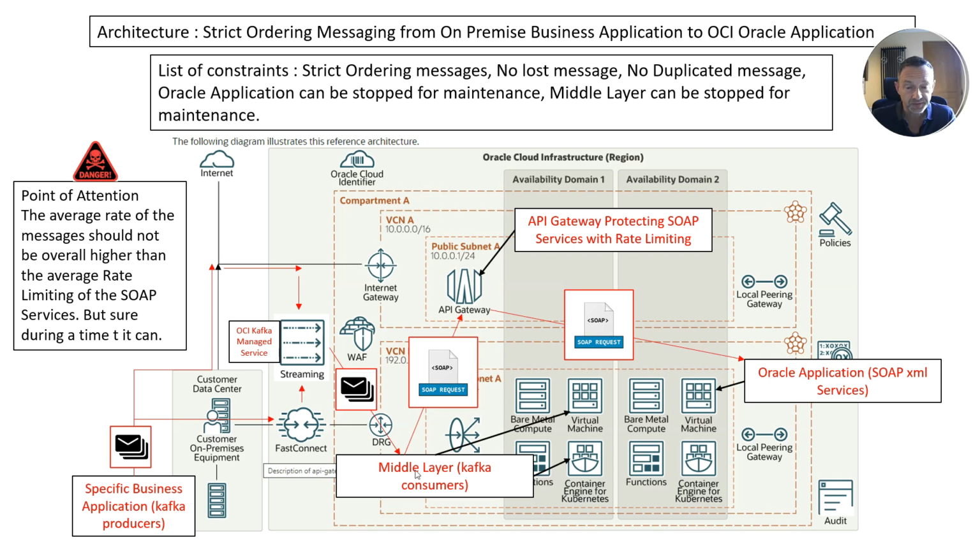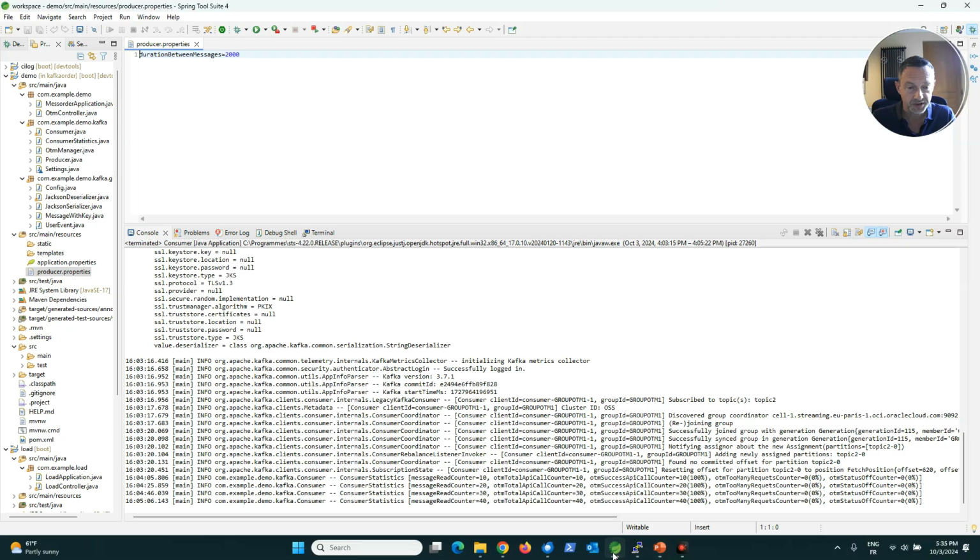Here I receive the messages in strict order and I call the REST API in order to send the information. I will show you a demo with that. I will stop the Oracle application, the REST service, for maintenance, and I will stop the middle layer, just to see what happens. And we will check that all the messages are in the right order. So let's go now.